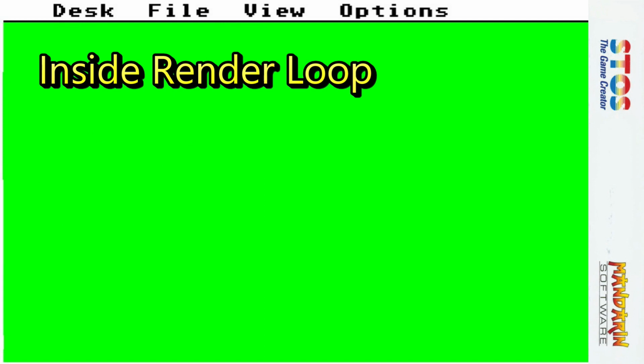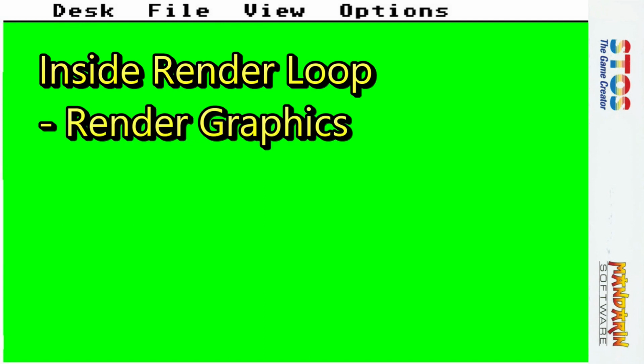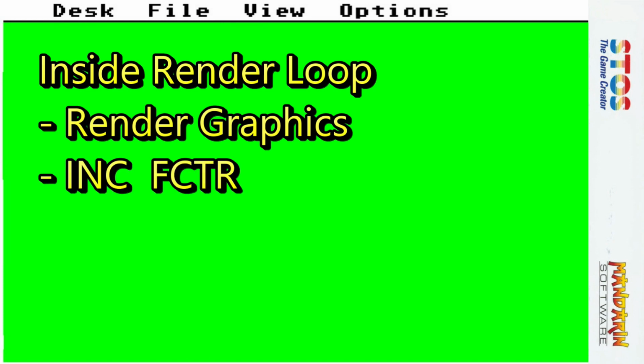To implement this, inside our render loop, we will either render graphics manually, or in the case of the first test, STOS sprites, we will render with the built-in commands on their own interrupt, and we'll just use the wait VBL to count the frames left for our code other than the sprites. We're going to inc the FCTR, that's increase the frame counter. This adds 1 to the current value of the frame counter variable.